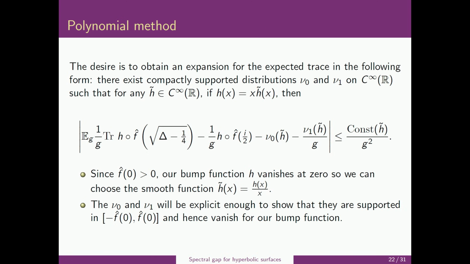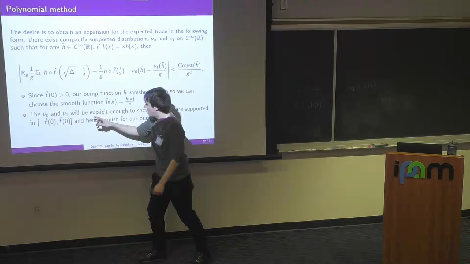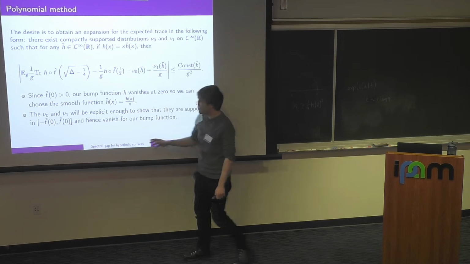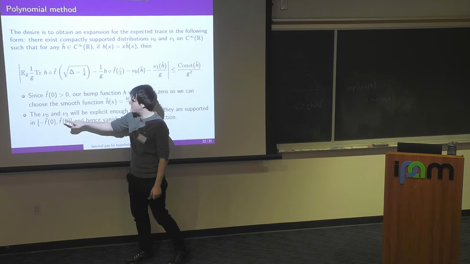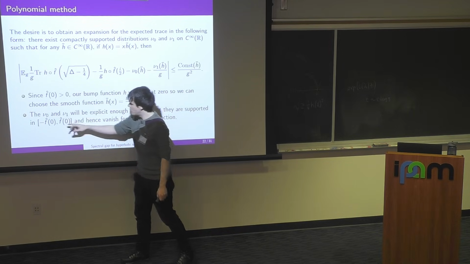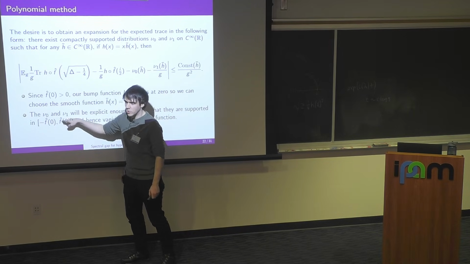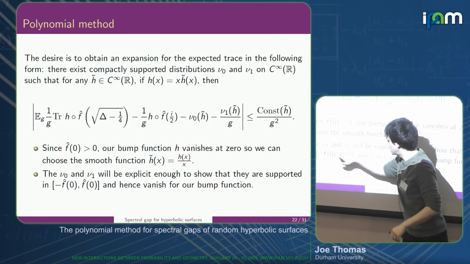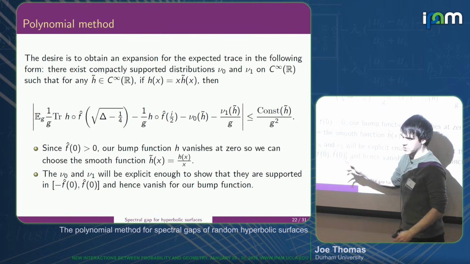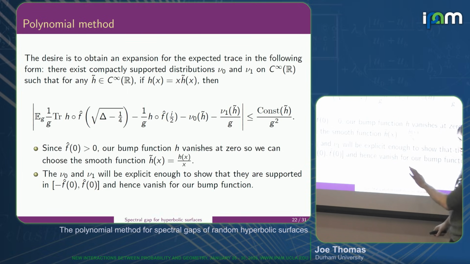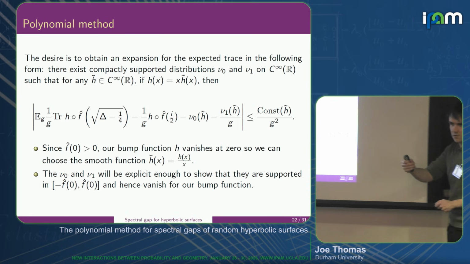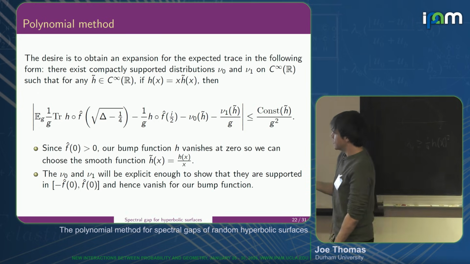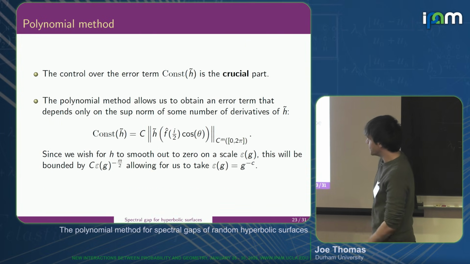Okay? And for us, we will work out what it is because our nu 0 and nu 1 will be very explicit. We'll have very explicit formulae for them. And we'll be able to see that they're supported on minus f hat of 0 to f hat of 0. Now, what were these? This was where 1/4 gets mapped to. And remember the bulk spectrum, so all of the eigenvalues above 1/4 were contained from 0 to f hat of 0. So they're supported only on the bulk spectrum. So this is why we wanted this h to vanish away from the bulk spectrum, only on the small eigenvalues. Okay. So we'll have to obtain a result like this.